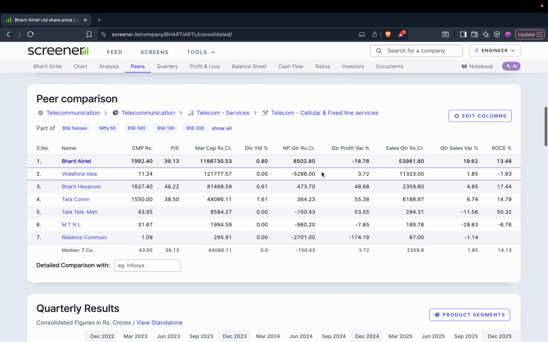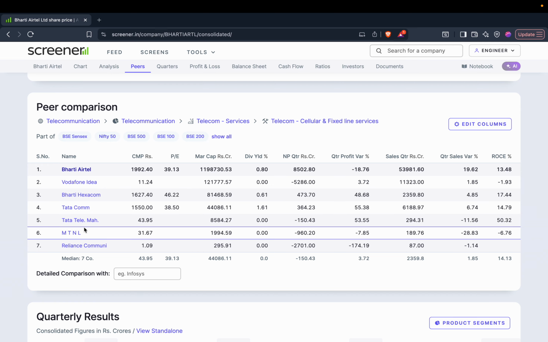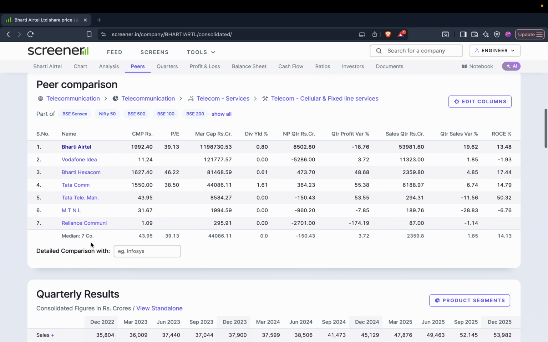Things like that. Then peer comparison, similar companies like Vodafone Idea is here. Jio is not a listed player, it still comes under Reliance, so that is different. Vodafone Idea does not show PE because they are not profitable yet. Bharti Hexacom, Tata Communication, MTNL, Reliance Communications, all of that.